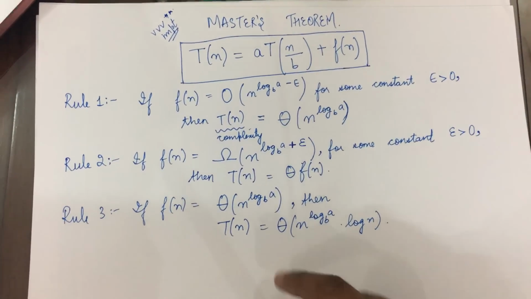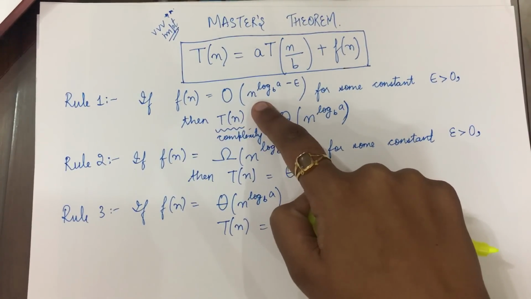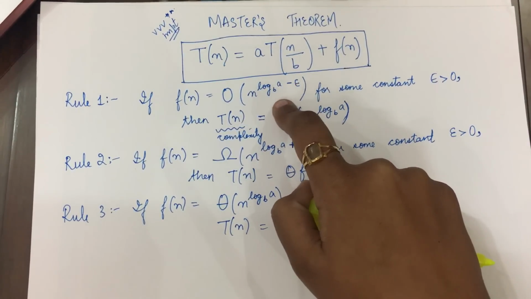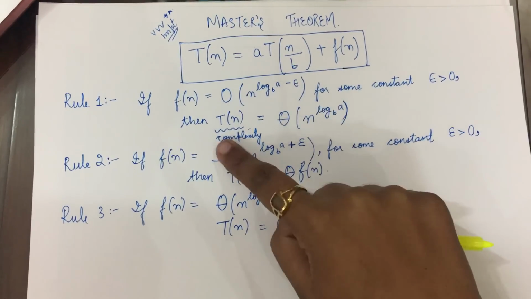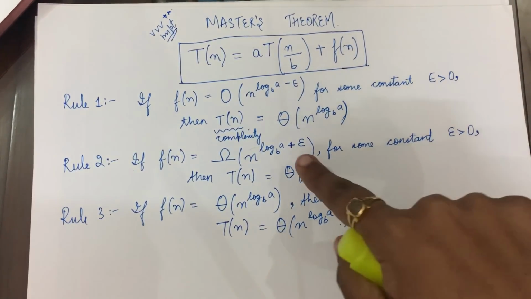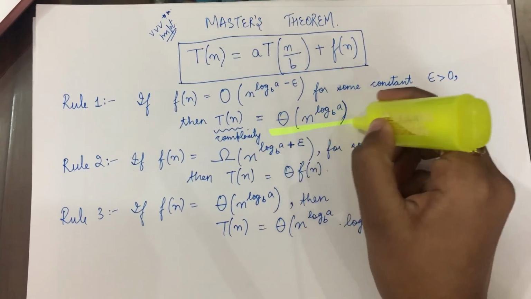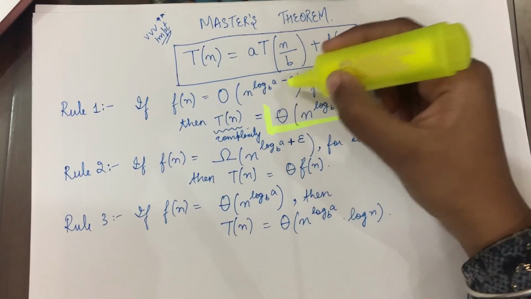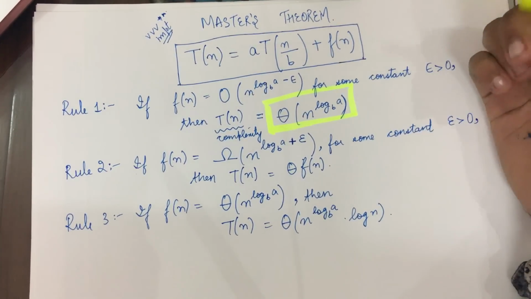Okay, suppose if a function is given in the form of big O of n to the power log a base b minus some constant e which is greater than 0, then the complexity is given as theta of n to the power log a base b.